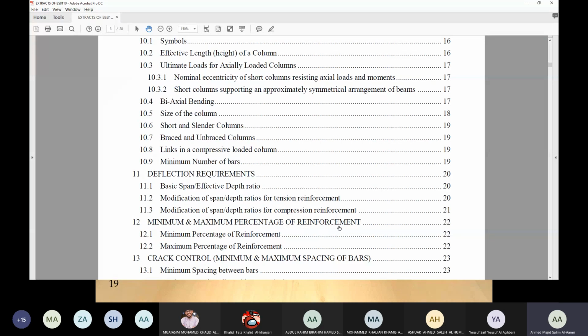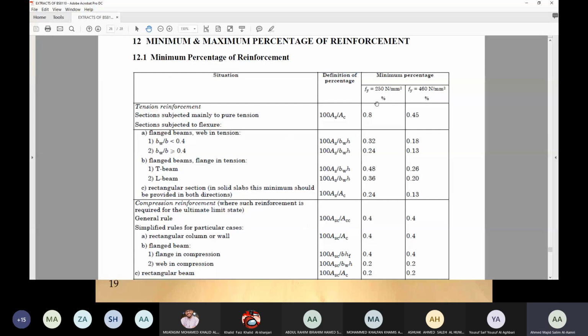Okay, so you can see here, we have minimum and maximum percentage of reinforcement. And there is a table that you have used even previously. We have tension reinforcement and we have compression reinforcement. If it's singly, you only have tension reinforcement. If it's doubly, you have tension and compression. Our slabs are singly reinforced, so we are referring to tension reinforcement.